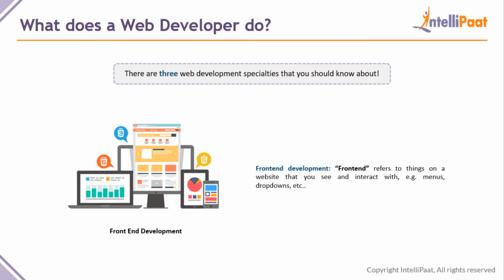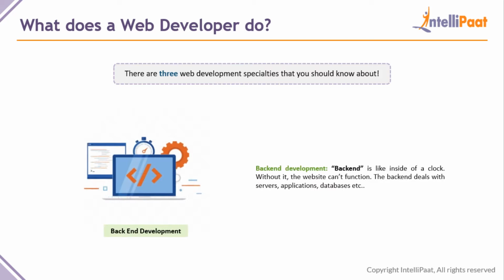So again, to recap, front end actually refers to all the things on the website that you actually interact with, that you actually see and you work with at the end of the day. So this brings us to backend development. Again, backend is still part of the three-part series of the web development specialty, but backend is a different beast, I would like to say, because backend is like, think of it as the inside of a clock.